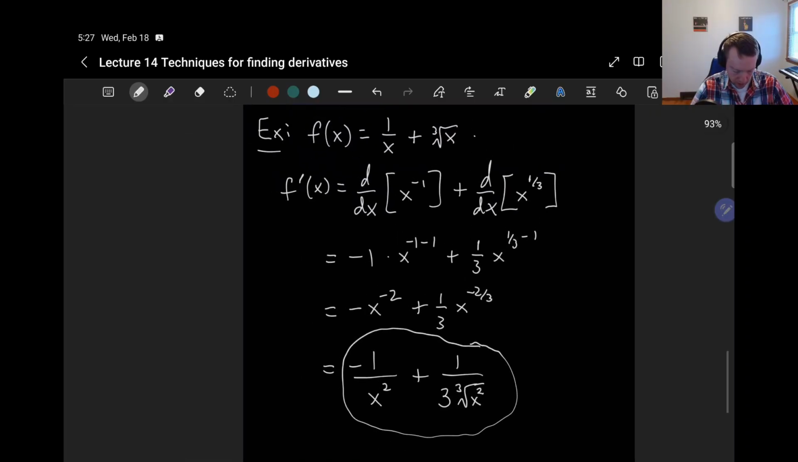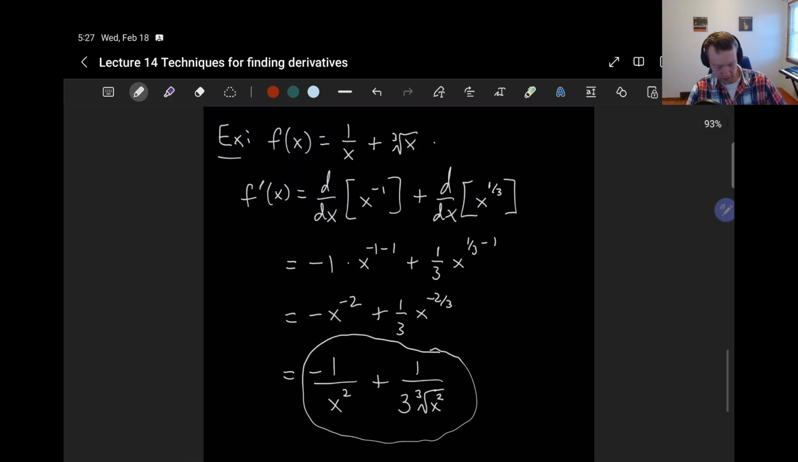So zoom out a little bit so we can see the original. Yeah, so you can think of the derivative of 1 over x as this part, negative 1 over x squared. And this is the derivative of cube root of x.